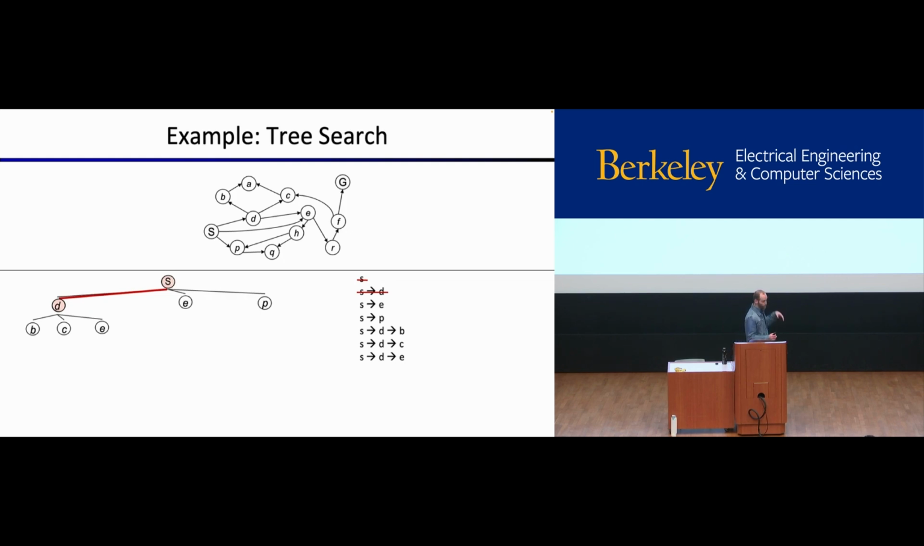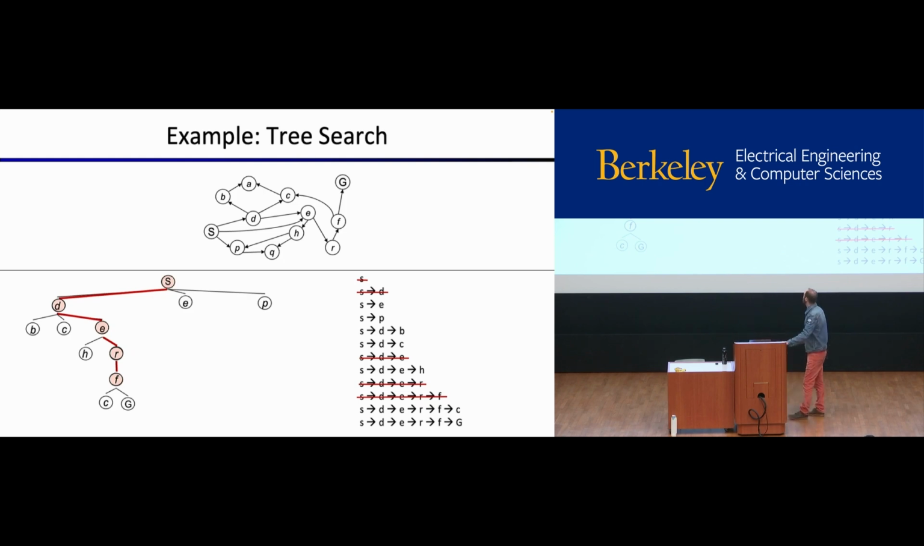Okay, let's pick another one to cross off and expand. Let's cross off SDE, still not a goal state. Let's then cross off SDER, and so on, until we get to the goal. So right now, we're just doing this at random. We keep crossing things off and adding new ones on, and eventually we get to a goal.